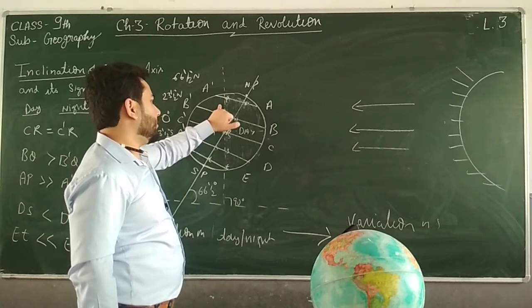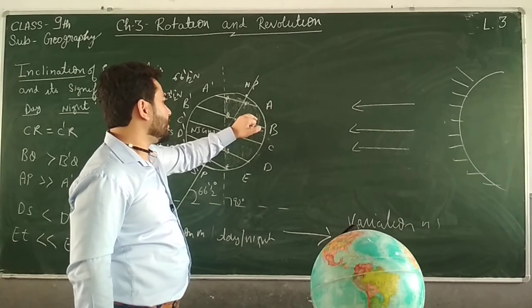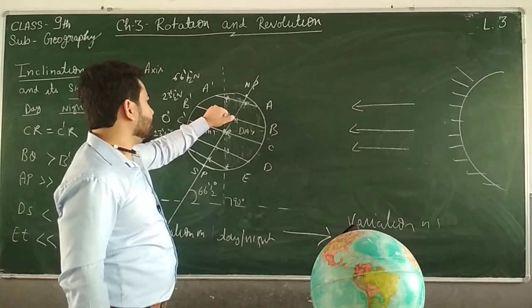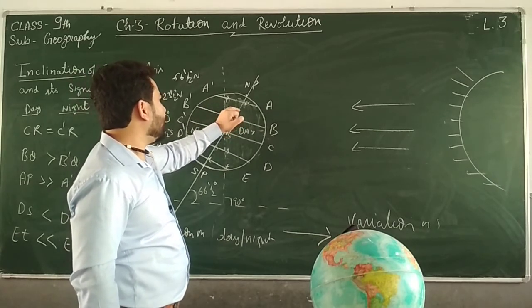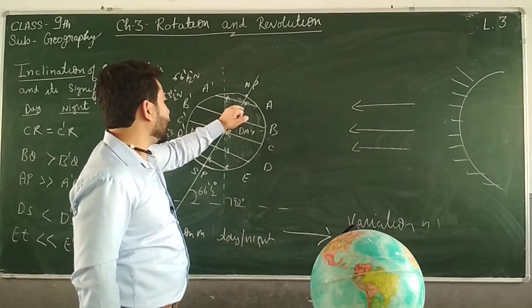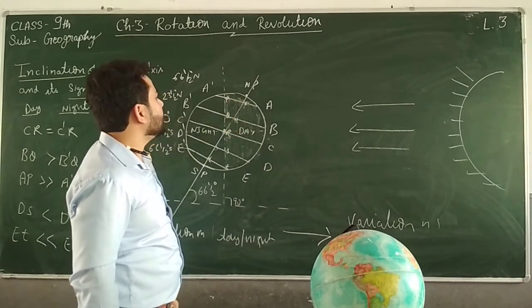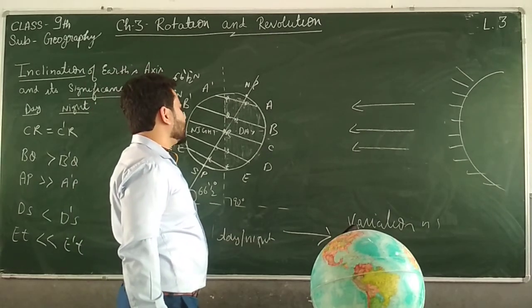The time period for which it is receiving heat energy is more than the time period in which earth is losing heat energy, and because of that more heat energy will be collected over these places, and it will lead to which season? It will lead to summer season. Clear? It will lead to summer season.